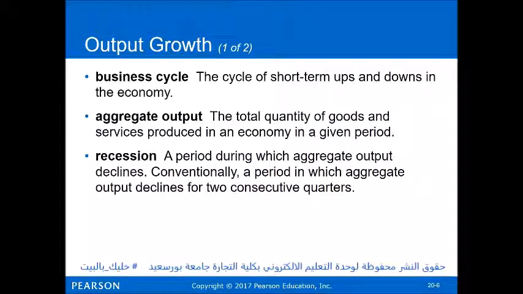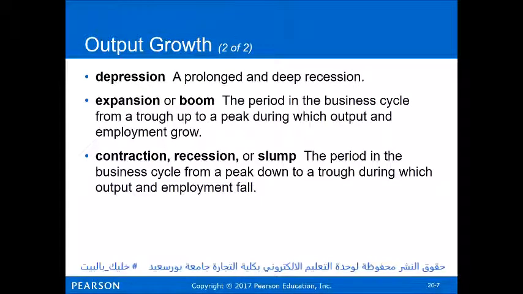Aggregate output is the total quantity of goods and services produced in an economy in a given period. What is a recession? This is a period during which aggregate output declines, conventionally a period in which aggregate output declines for 2 consecutive quarters. What is a depression? This is a prolonged and deep recession.